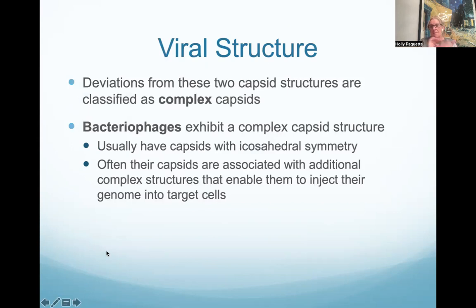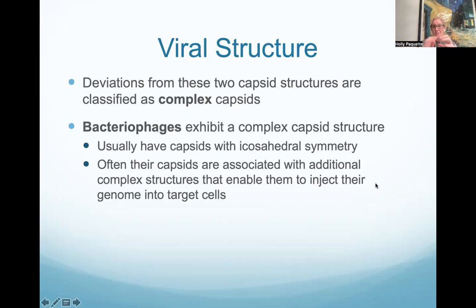There are some types of viruses that will deviate from these two capsid structures. And if it's not one of these two, either the icosahedral or the helical, we classify those capsids as what are called complex capsids. Just reviewing from what we talked about earlier, there are certain viruses that infect bacteria only, and we refer to these as bacteriophages, so viruses that infect bacteria. And these are viruses that will exhibit what we call a complex capsid structure.